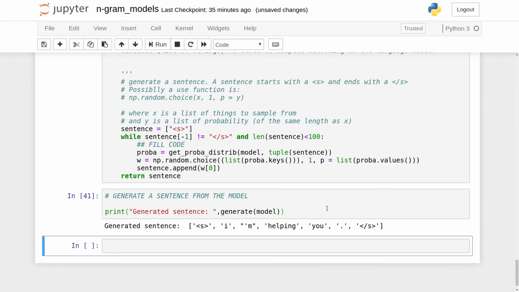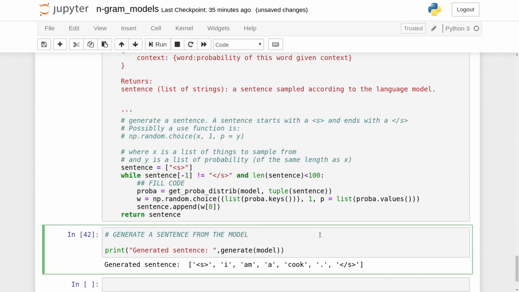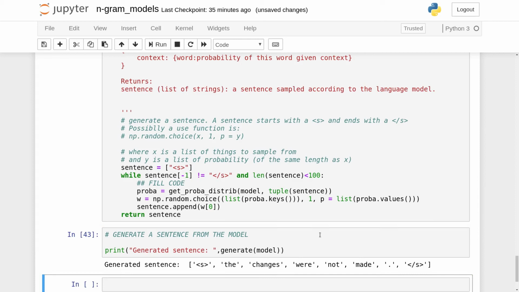So this is how we can use the N-gram models to generate sentences. You can play with it a little and see what sentences you will get. Okay, "I am a cook." "The changes were not made." So these make sense.